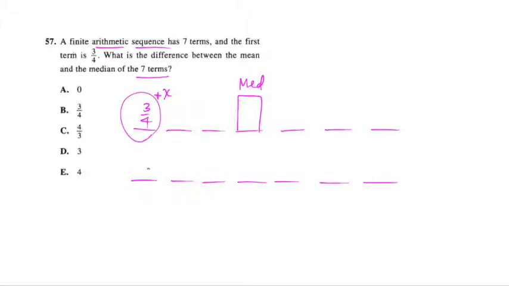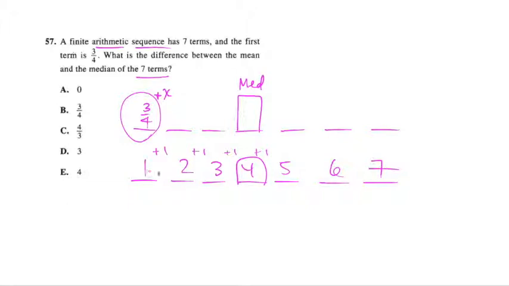This can be really easy for you if you realize that this first term 3/4 doesn't have to be 3/4. I can just make it 1. And I can make this 2, 3, 4, 5, 6, 7. So that x is 1. I'm just adding 1 to each of these terms. The median here is 4.